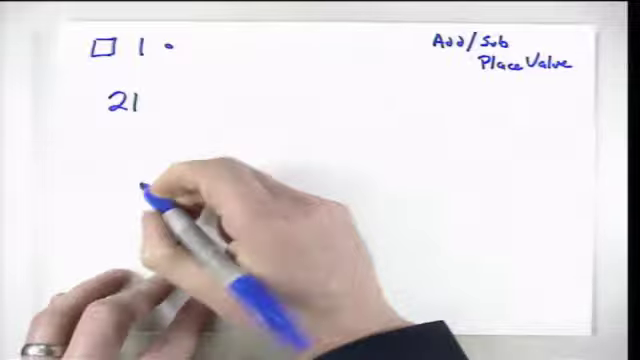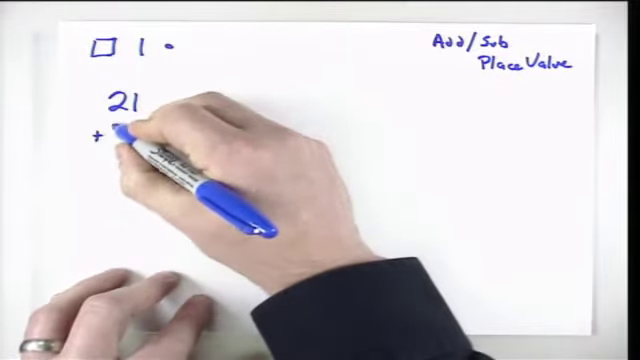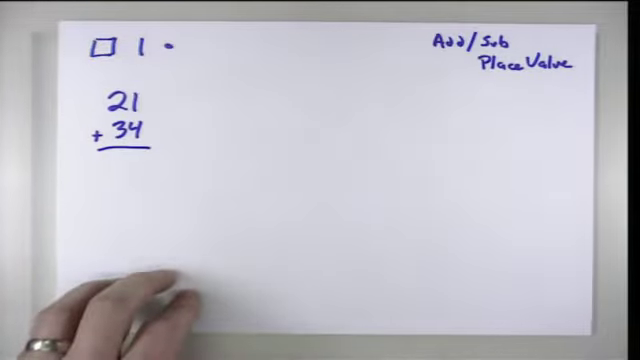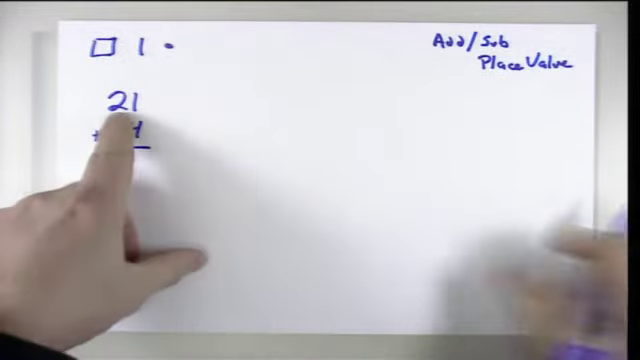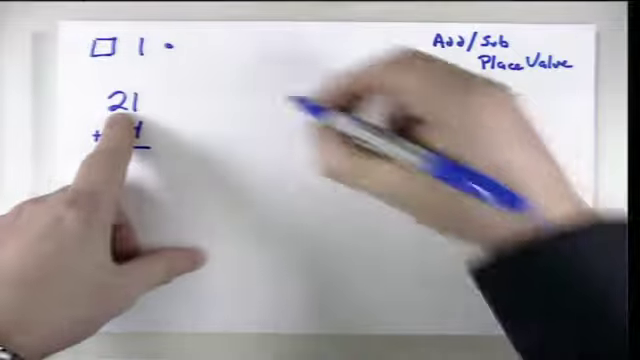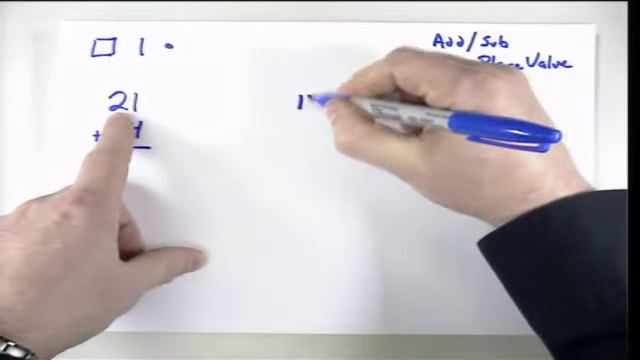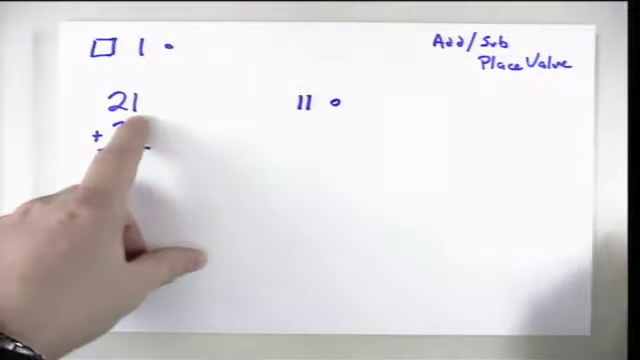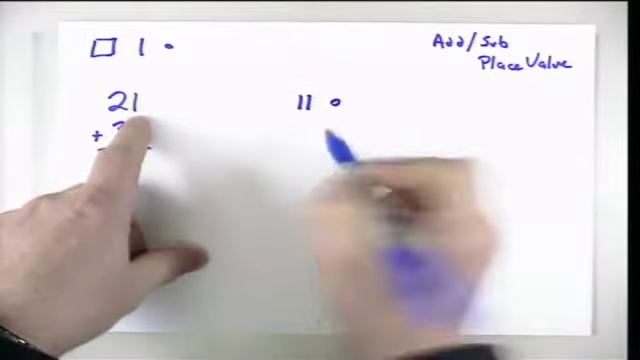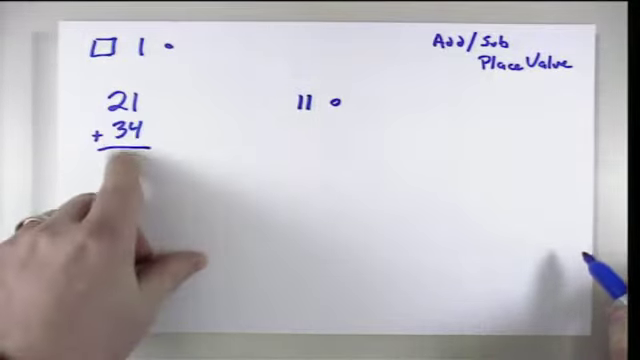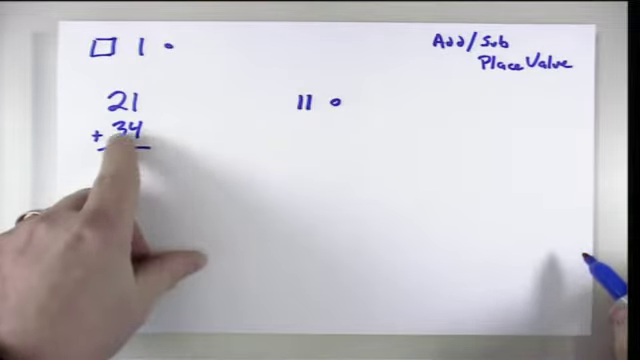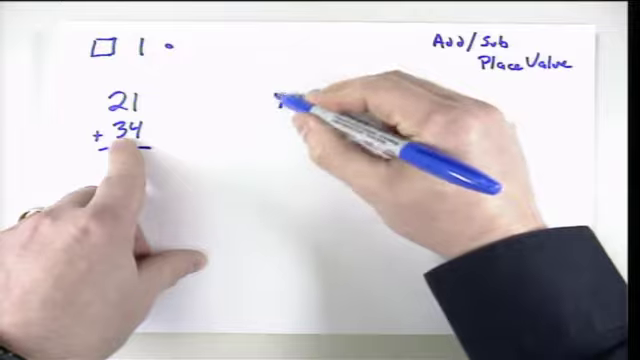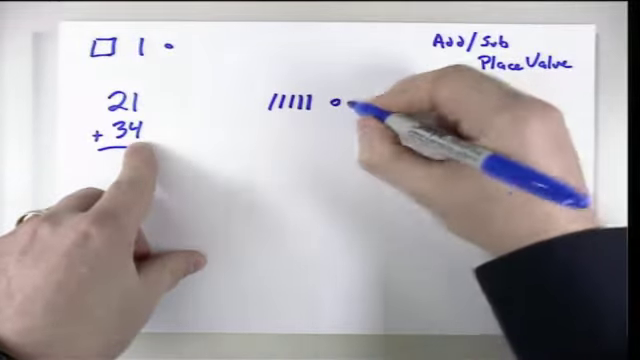For the first problem, we're going to add 21 and 34. The question we ask ourselves for the first number is, how many tens? I have 2 tens, so I'm going to draw 2 tens, and I have 1 one. So this is the representation of 21. In my second number, I have 34, so I'm going to add on 3 tens and 4 ones.